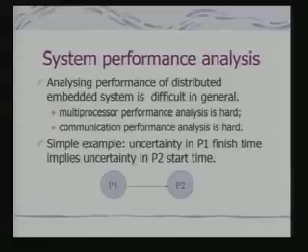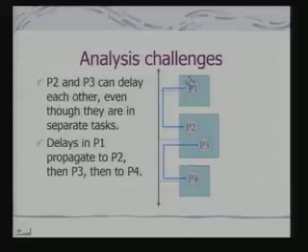Now, related to this is the system performance analysis. Analyzing performance of distributed embedded systems is difficult in general because multiprocessors are involved and communication performance is also involved. A simple example here is that uncertainty in P1 finish time implies uncertainty in P2 start time. Take an example here. I have got 3 processors and I have got independent tasks. P1 and P2 belong to one task set, P3 and P4 belong to another task set. Now, P2 and P3 are mapped onto one processor.